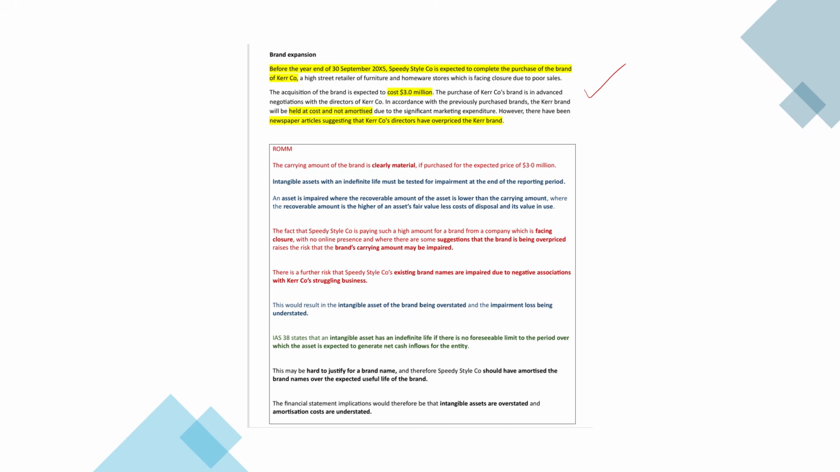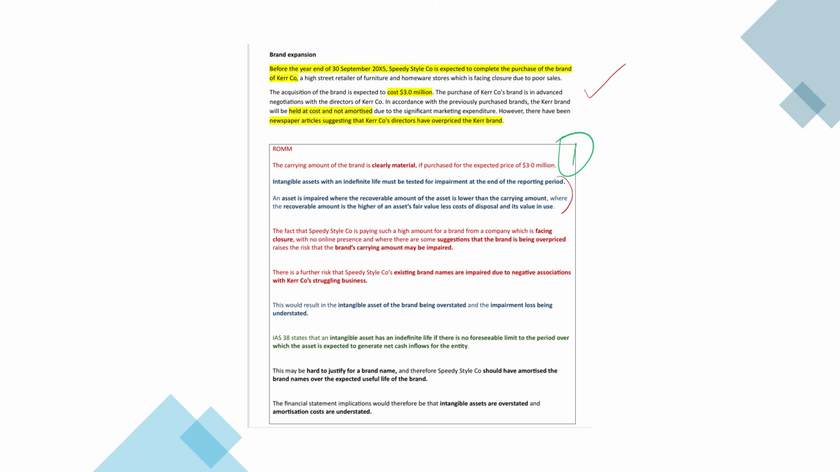Your examiner's favorite topic. Before the year end, they purchased a brand for 3 million. So the purchase is going to be completed before the year end. All brands along with this are going to be held at cost and they're not going to be amortized. And there are newspaper articles suggesting that the directors have overpriced this brand. I can now start off by commenting on materiality because I have an amount given, a financial amount given. So I'll get my professional skill mark by saying this is material. I've not done a percentage calculation at all.